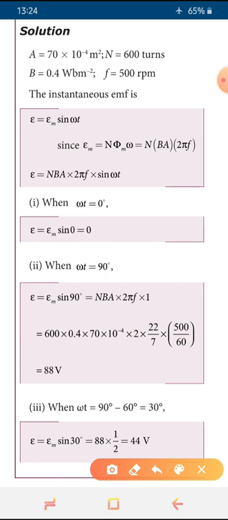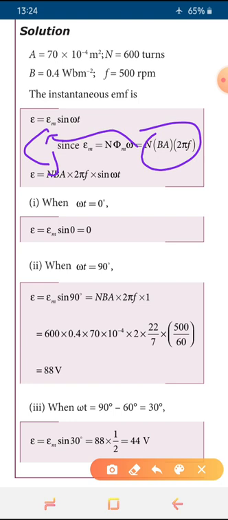Then epsilon we can write here as NBA into 2 pi f into sin omega t. Okay, so what is epsilon here? What we saw now is epsilon m. This is substituted in this equation. So this equation will become epsilon is equal to NBA 2 pi f into sin omega t.